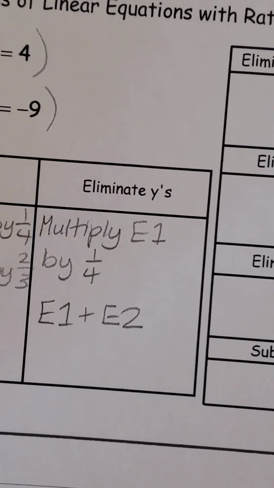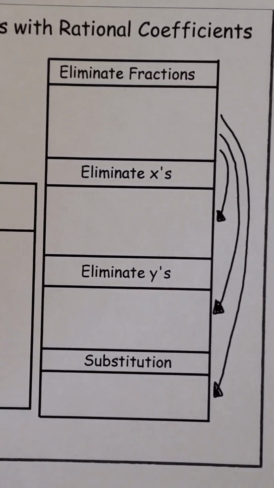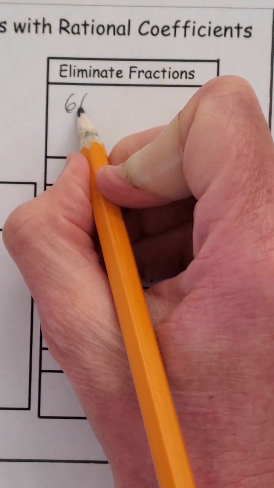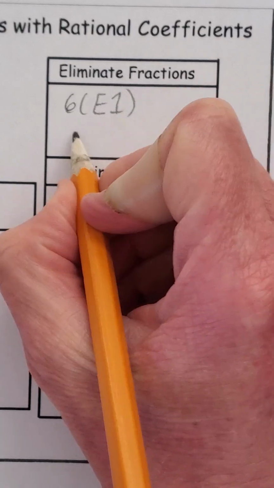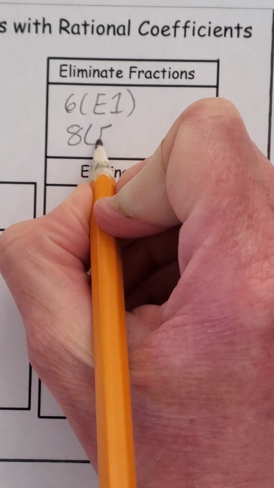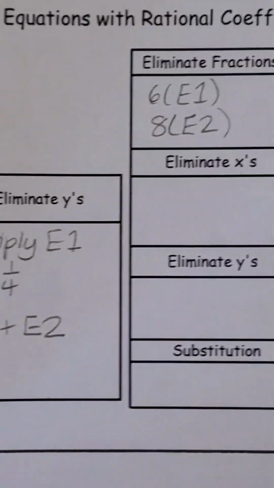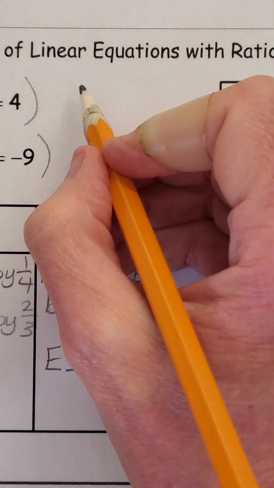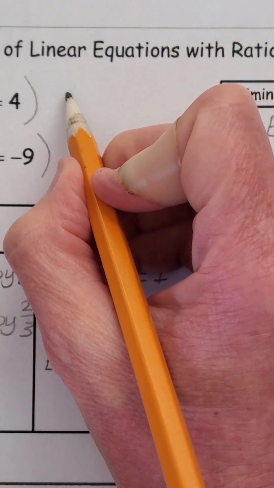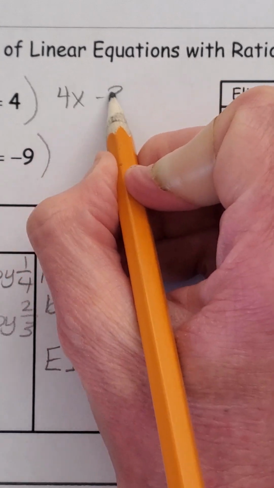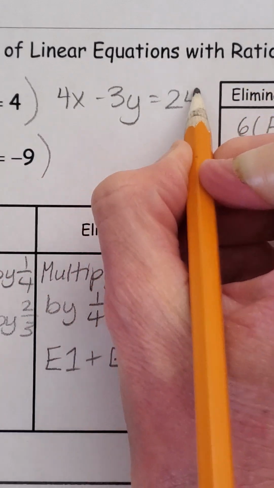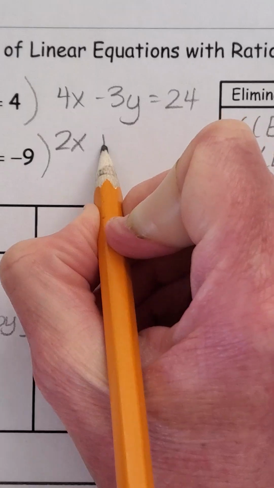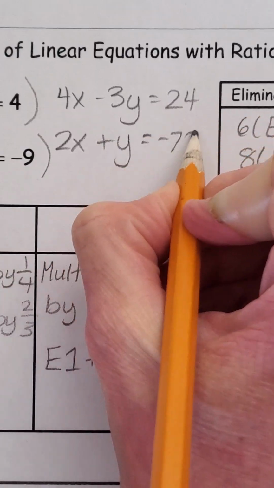So I'm just going to slide over here. And so 6 times equation 1, 8 times equation 2. And then what I'll do is I'll just do that for you. So I'm going to multiply that. So that's 12/3, which is 4x minus 3y equals 24. And then 2x plus y equals -72.